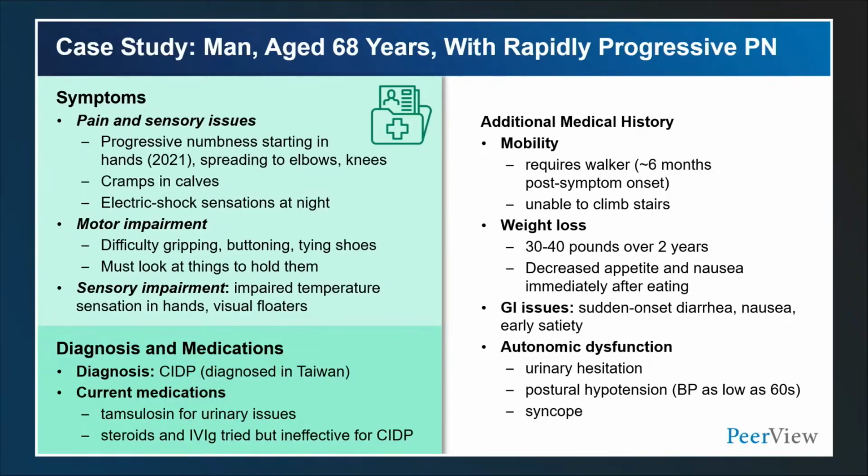He had decreased appetite and nausea immediately after eating. He had all of a sudden diarrhea. So he would eat a bite and all of a sudden he had to go to the bathroom, with nausea and early satiety, and autonomic dysfunction with urinary hesitation, postural hypotension, blood pressure systolic going as low as the 60s, and he even passed out a few times. So what do you think, Dr. Kaku? All the red flags are here, I think.